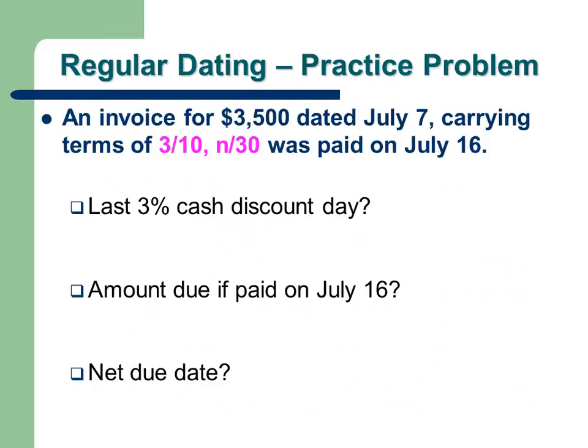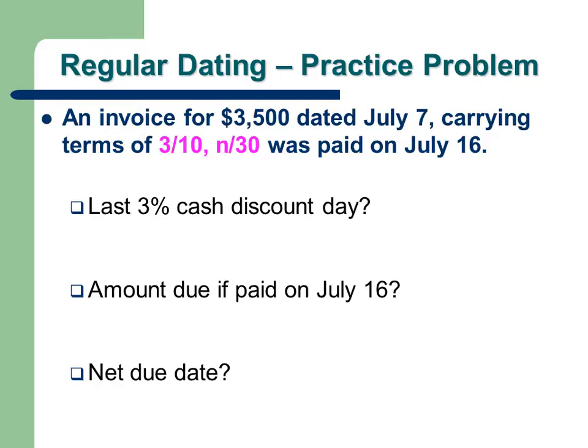Alright, so let's work on a practice problem here using the regular dating. Let's say you have an invoice for $3,500 and the invoice is dated July 7th and it carries a term of 3/10, N/30. That means you have a 3% cash discount if you pay within 10 days of the invoice date, or your net payment due date is 30 days from the invoice date. Let's say you're paying this invoice on July 16th. Then what amount would be due? How much do you have to pay if you pay on July 16th?